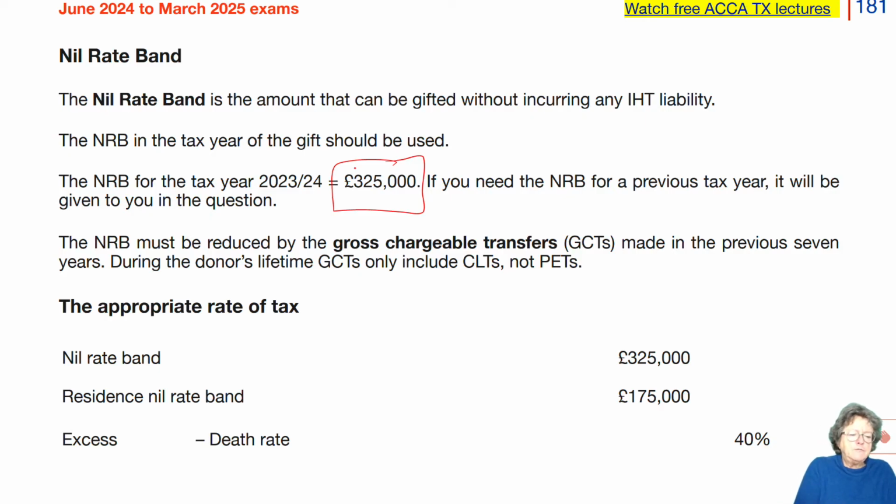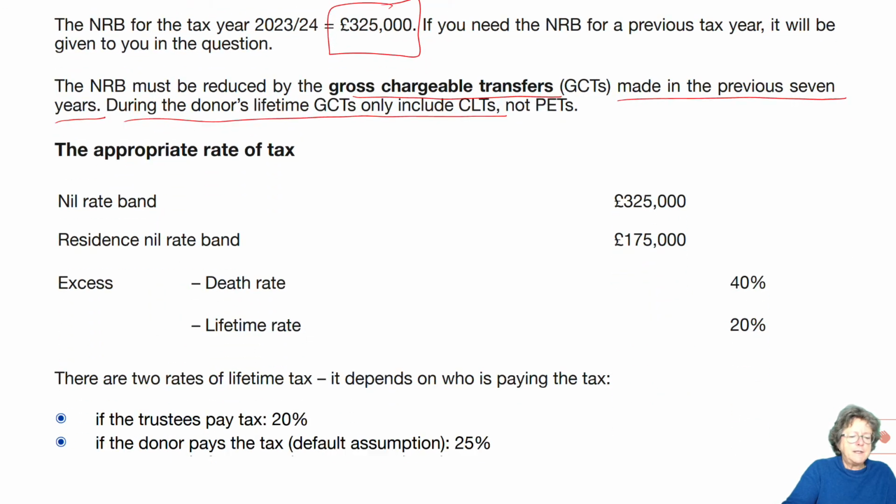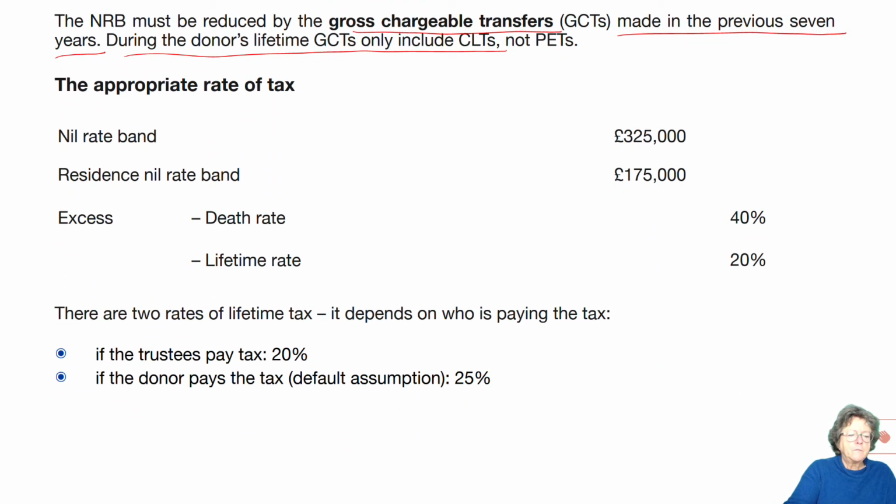Now, the nil rate band must be reduced by gross chargeable transfers made in the previous 7 years. Okay, during the lifetime, it is only CLTs, obviously not PETs. These are the rates of tax. That's the death rate. That's the lifetime rate. Now, that does depend on who's paying it.